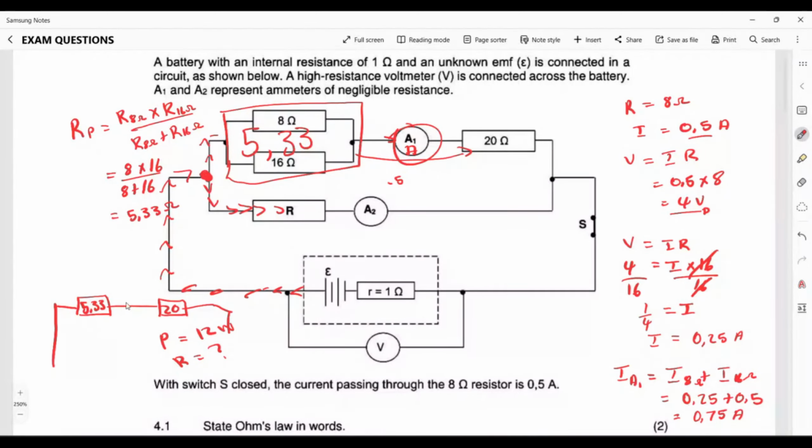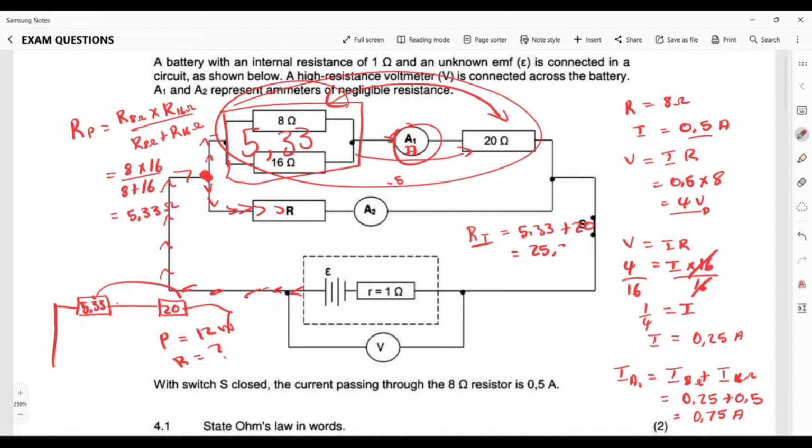What you will identify is that these two resistances are in series with each other. They receive the same current. If you are looking for the total resistance of that branch, not for the whole circuit, you simply say RT is equal to 5.33 plus 20. This will give you 25.33 as your resistance over there.